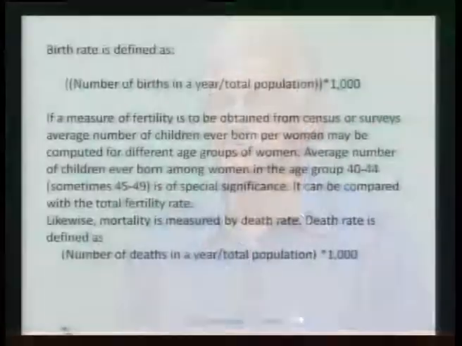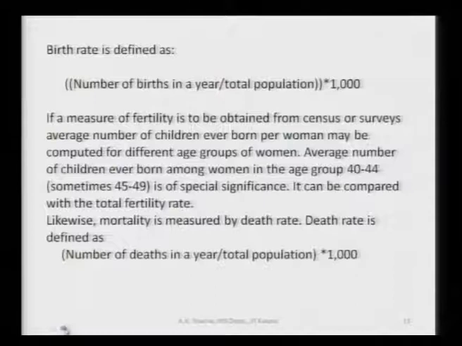If a measure of fertility is to be obtained from census or surveys, average number of children ever born per woman may be computed for different age groups of women. So, for different age groups of women, you have how many children are ever born, and calculate their average. Average number of children ever born among women in the age group 40 to 44, sometimes 45 to 49, is of special significance because this is the time by which total fertility has been achieved. There is no more chance of producing a baby beyond 49. So, it can be compared with the total fertility rate. I will explain what total fertility rate is.